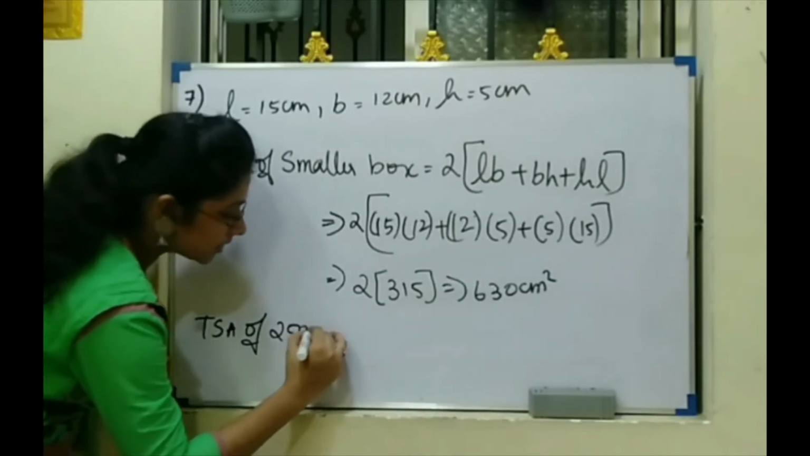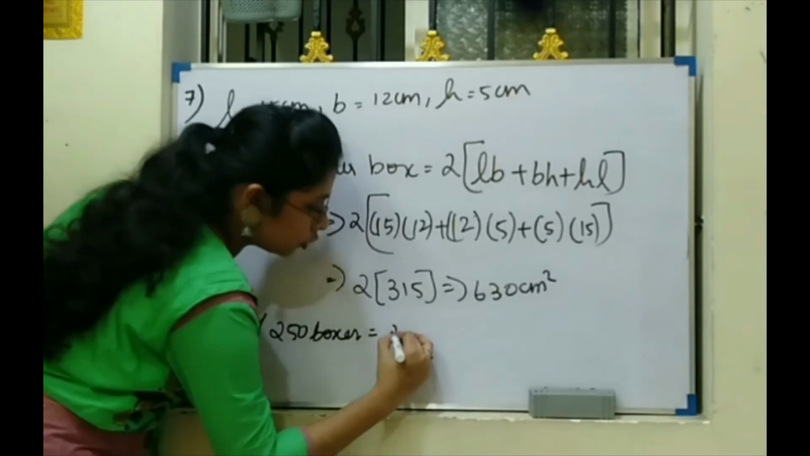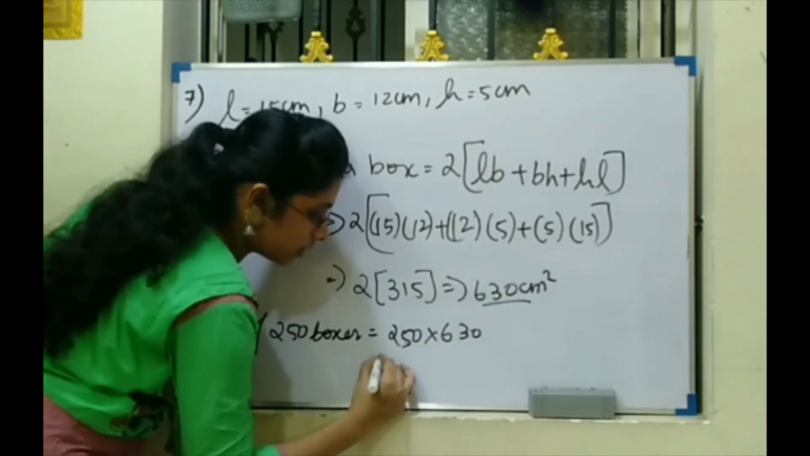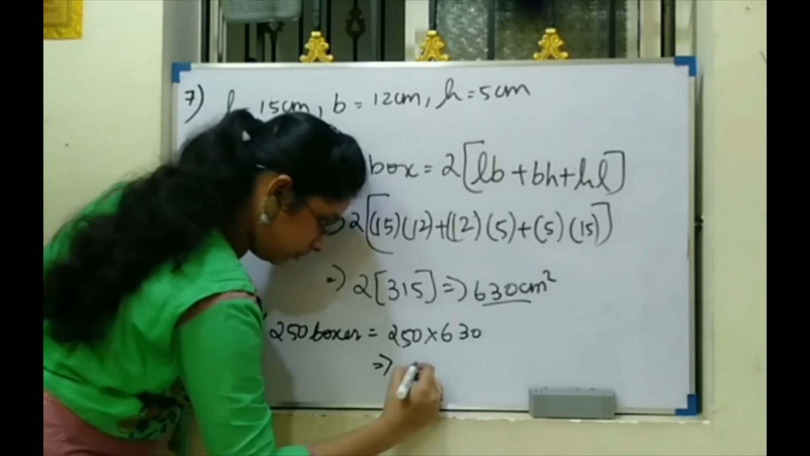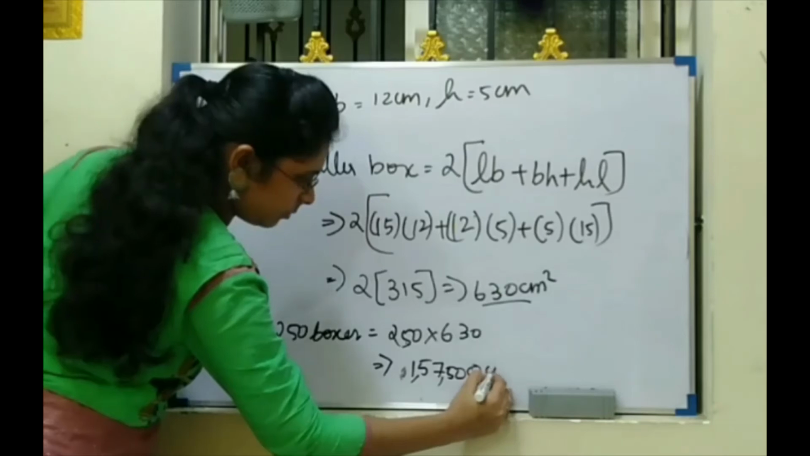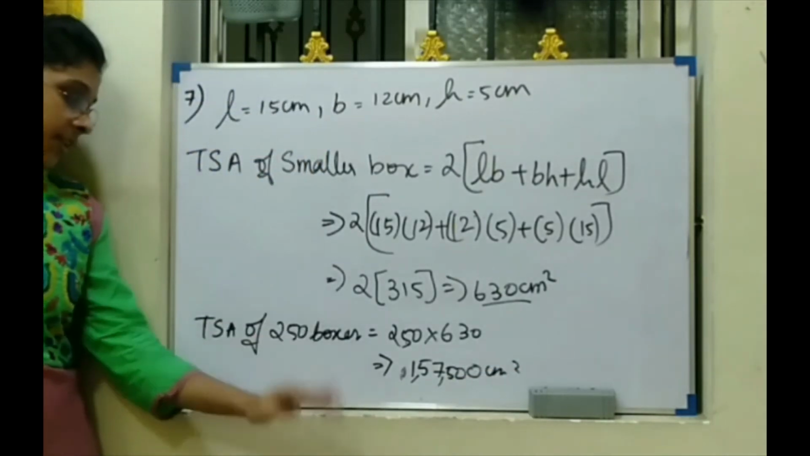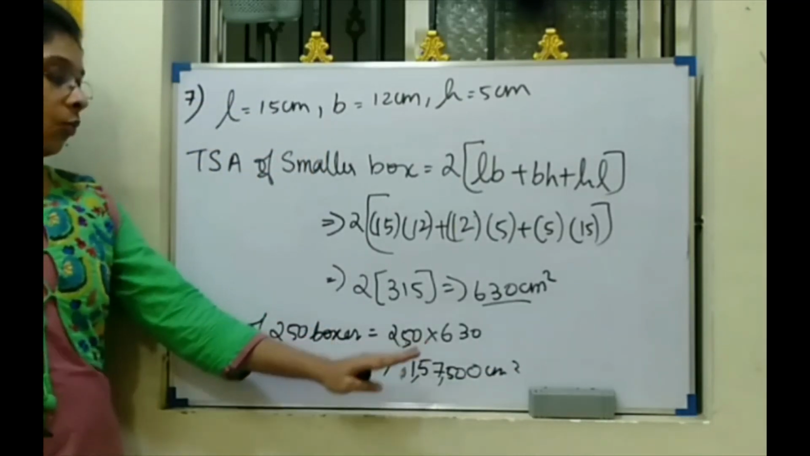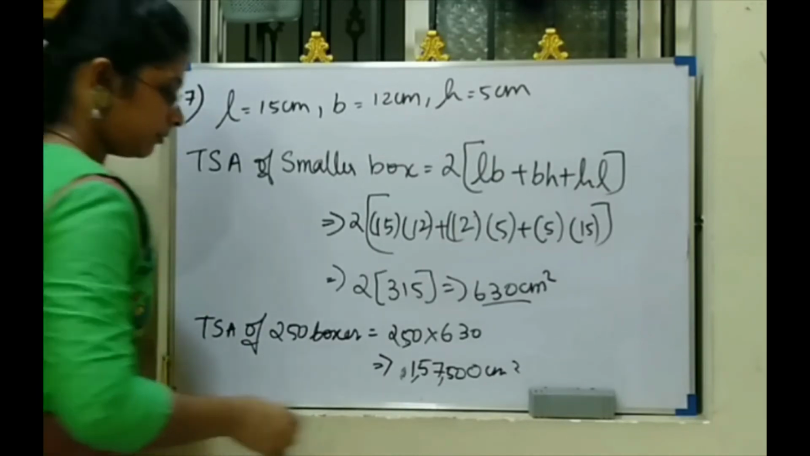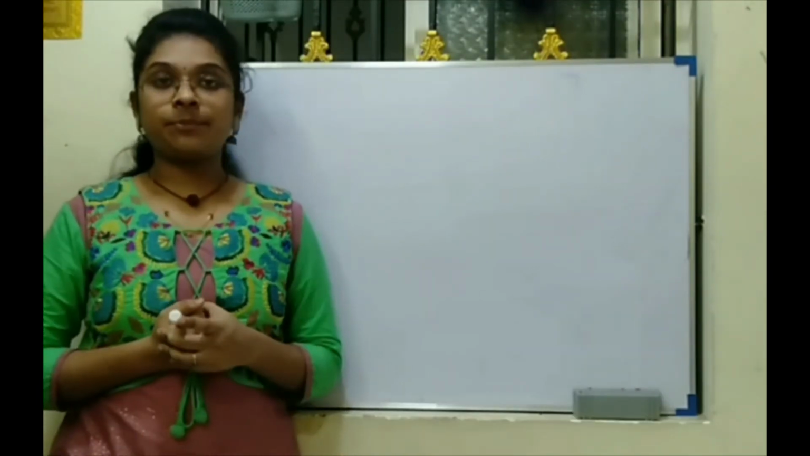TSA of 250 such boxes is equal to 250 into the area of one box, that is 630, which is equal to 157,500 centimeters square. Therefore, the total surface area of 250 boxes is equal to 157,500 centimeters square. Now, what is the next step?